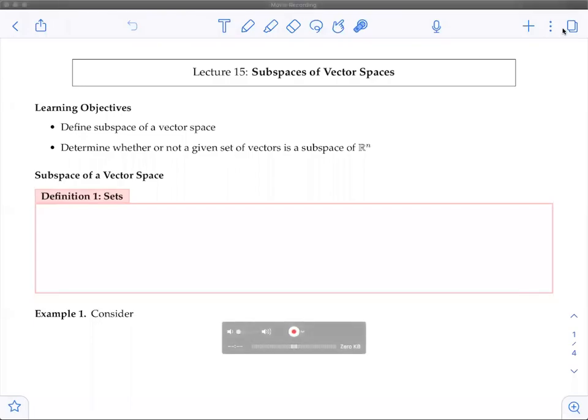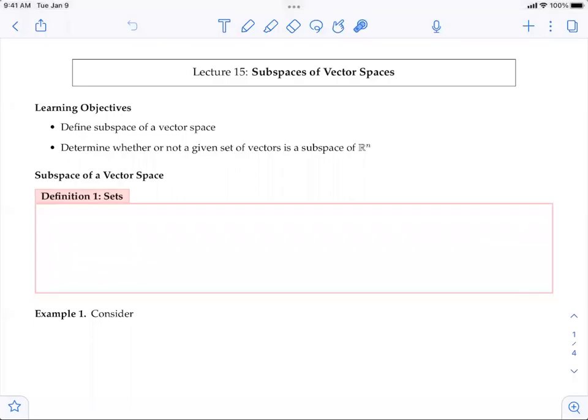Hello everyone, this is lecture 15, subspaces of vector spaces. In this lecture, we're going to define a subspace of a vector space, and later we're going to look at examples where we determine whether or not a given set of vectors is a subspace of a vector space.